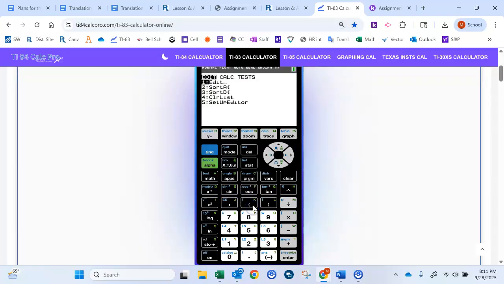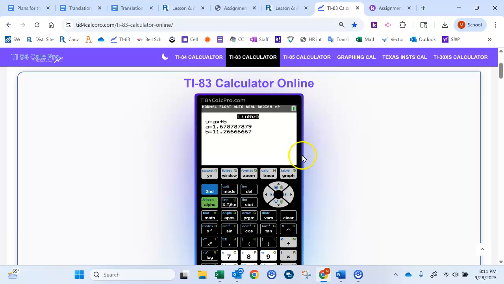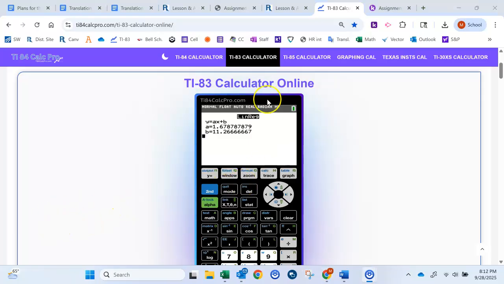So we're going to go stat, calc, 4, 1, 2, 3, enter. Scroll down here, enter. And there we go. So we get this particular equation. There's a reason that the numbers are not nice and neat, but for now, let's just see that that's what we get. Now we're going to answer the questions in the exercise.